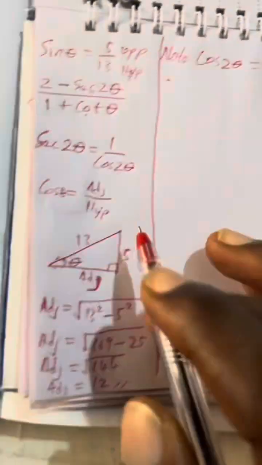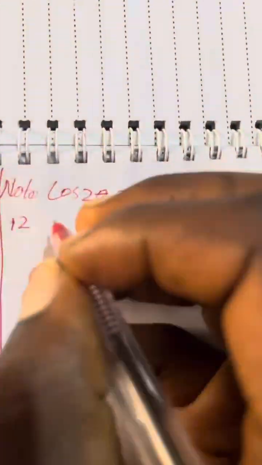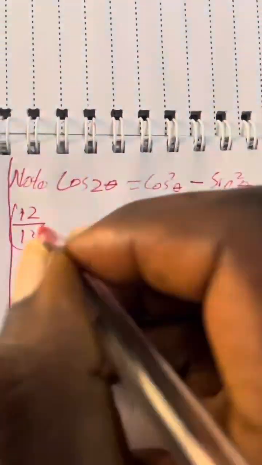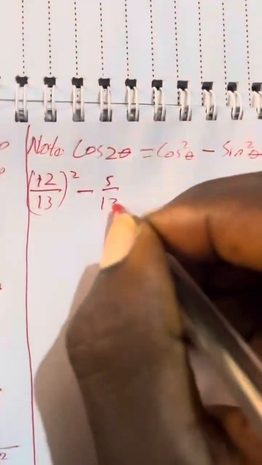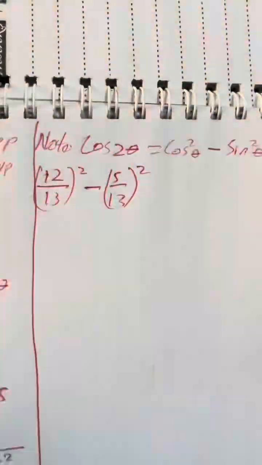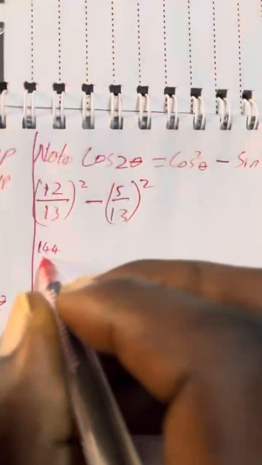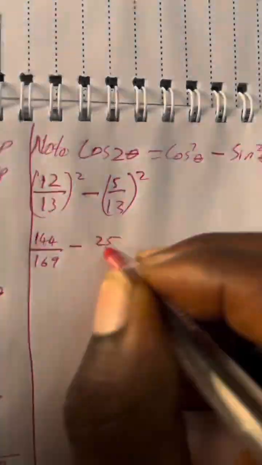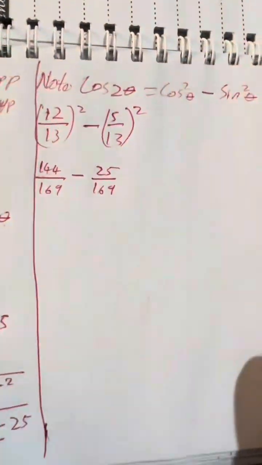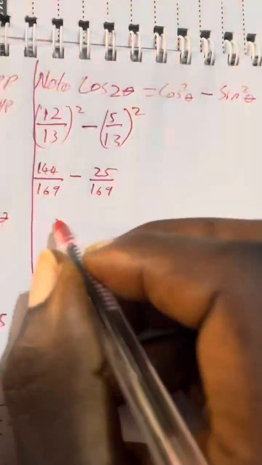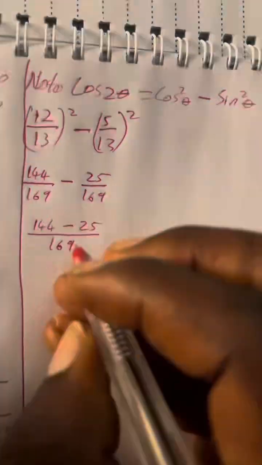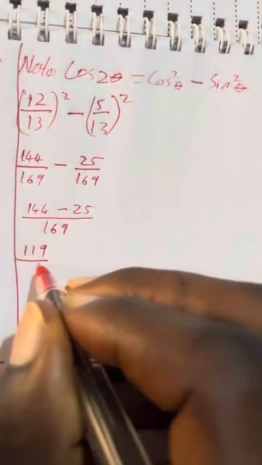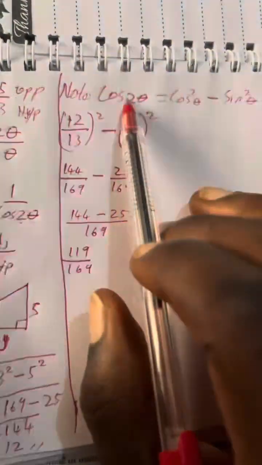Cos is adjacent over hypotenuse, that is 12 over 13 raised to the power of 2, minus sine square theta, that is 5 over 13 raised to the power of 2. So 12 over 13 squared is 144 over 169, minus 25 over 169. The LCM is 169, and 144 minus 25 gives 119 over 169. That is cos 2 theta.